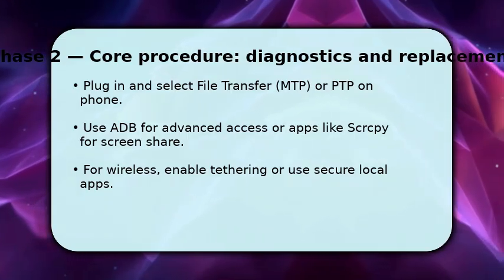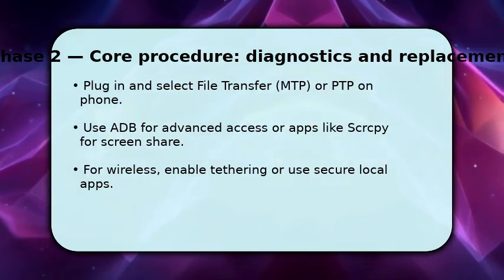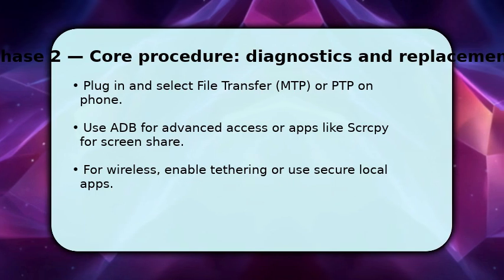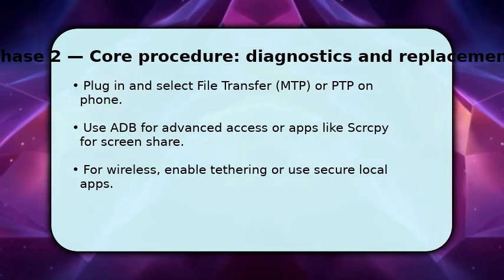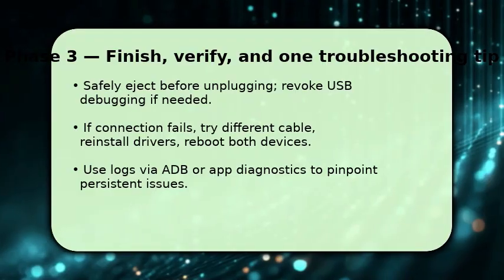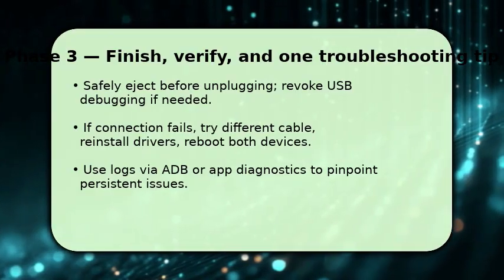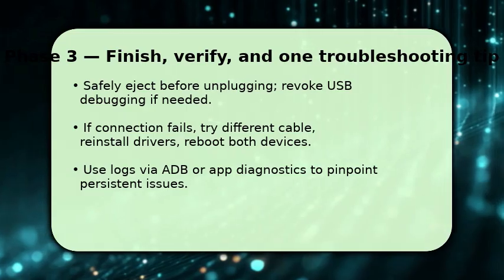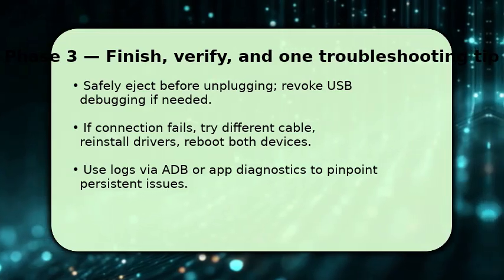For wireless workflows, enable hotspot or use local network apps, but make sure both devices are secured on the same network. Finish by safely ejecting storage or stopping the mirroring app before disconnecting. That prevents file corruption. If something goes wrong, start simple.